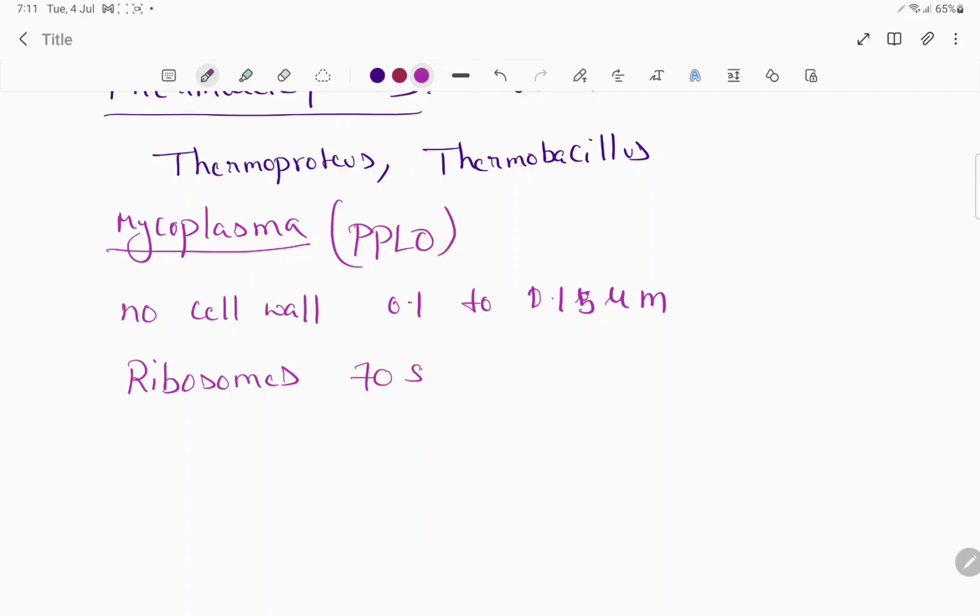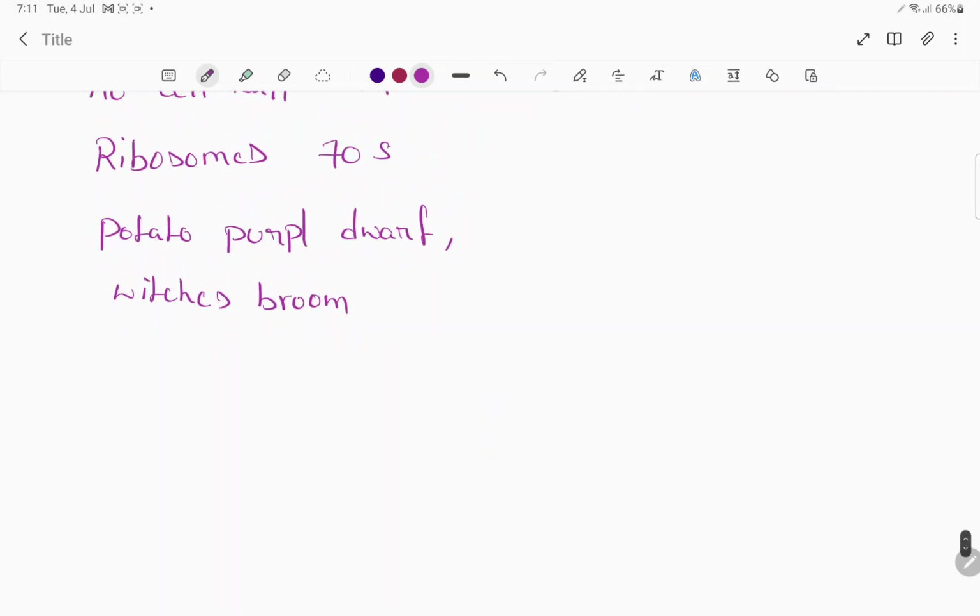They lead a parasitic existence in animals and plants. Some of the plant diseases caused by mycoplasma are potato purple dwarf, witches' broom in legume plants, mulberry, and bunchy top disease in papaya, and pleuropneumonia in humans and cattle.